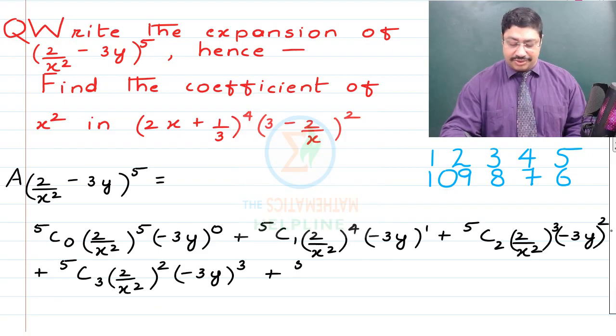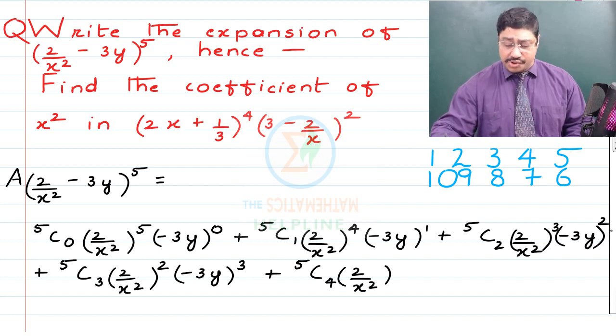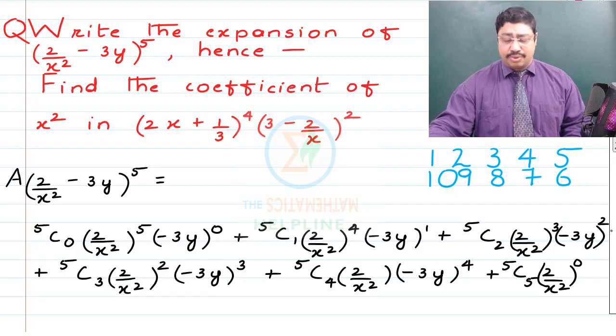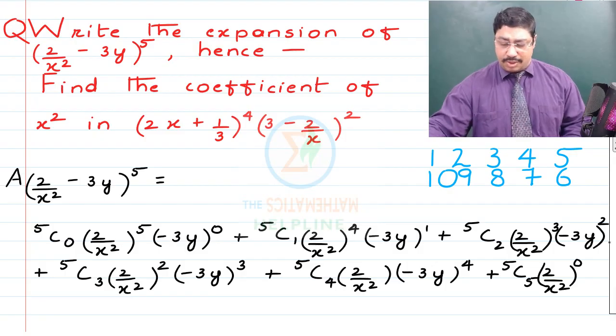Now 2 more terms to go. So we have 5c4, (2 upon x squared) raised to the power 1, which need not be written, and then you have minus 3y multiplied with it. That's why we are putting up a bracket. That's mandatory, remember. This is raised to the power 4. Next, we have 5c5, and obviously the first term is going to become equal to 1 because we'll have (2 upon x squared) raised to the power 5 minus 5, which is 0. And as such, the power being 0, the number will become equal to just 1. And 1 will quietly vanish as 1 is the multiplicative identity.